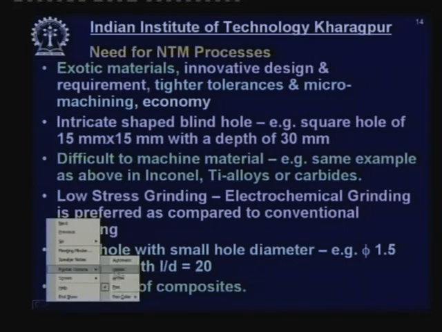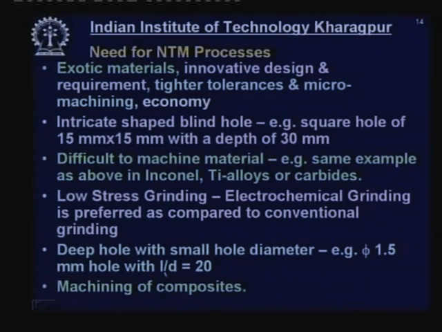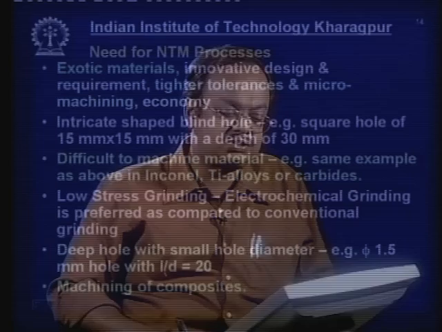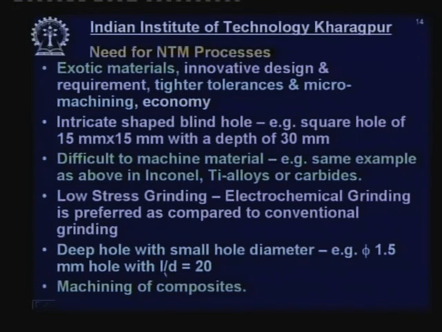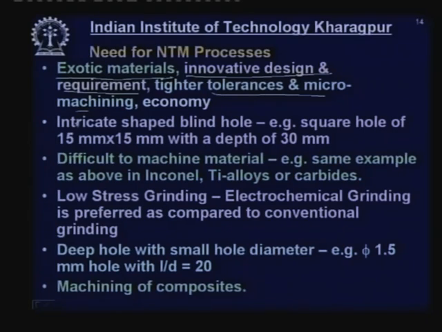Now, let us come to the need for non-traditional machining processes. Conventional machining processes were there, providing economic benefits and manufacturability of different materials. However, gradually there was a lot of development on the material side, and lots of exotic materials came up, which could not be machined efficiently using conventional machining processes. So, this was one requirement for which non-traditional machining processes were developed. Then there was innovative design, tighter tolerances and micro machining. These were the new requirements of the new age, which could not be met from the conventional machining route. So, a need was felt for the development of non-traditional processes.